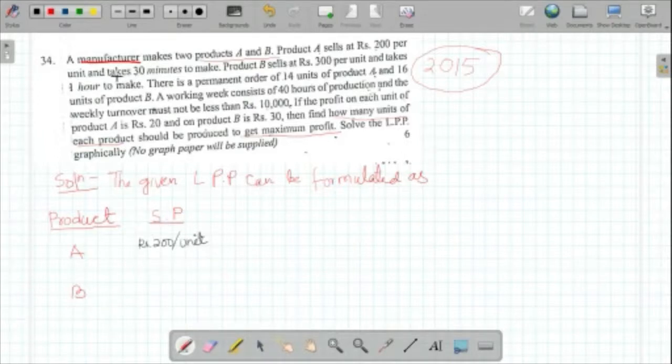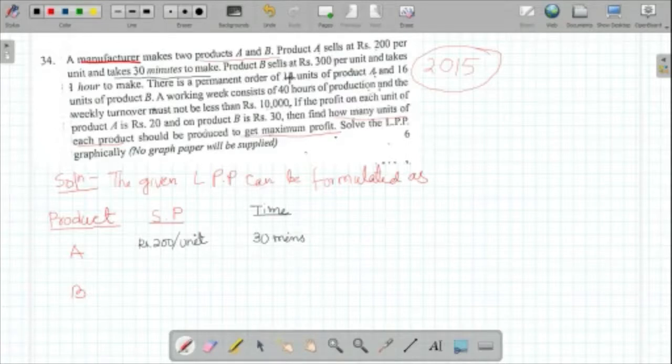All right, the time is also given. So write down here time. How many minutes? 30 minutes. So A is 1 unit, 200 rupees, and then time is how many minutes? 30 minutes to make 1 unit.